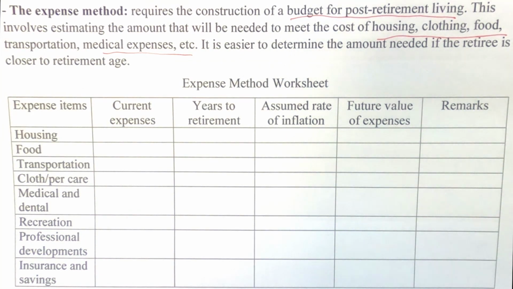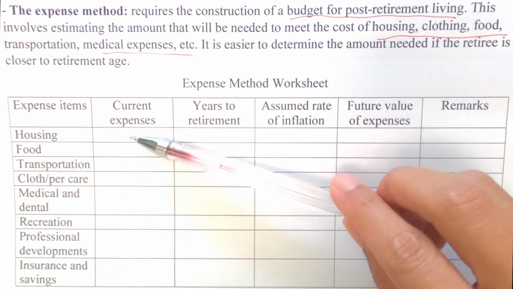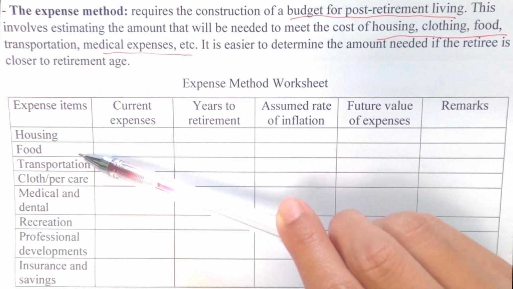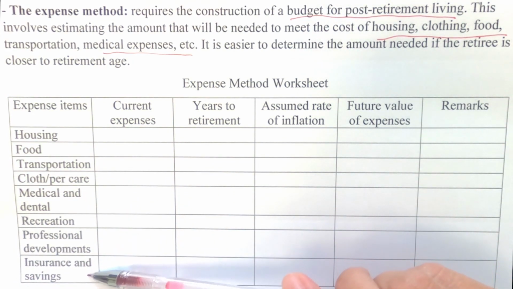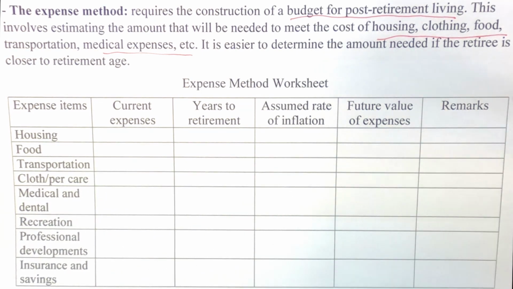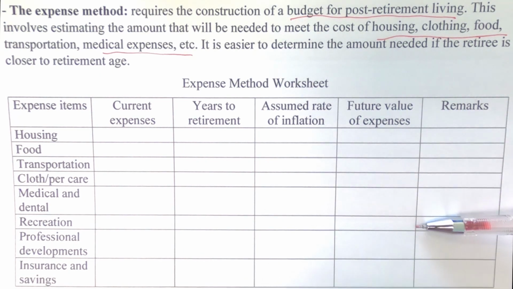In this worksheet, we can see items like housing, food, transportation, clothing, care, medical and recreational, professional development, insurance, savings, and many others that may be suitable for consideration in determining the client's expenses. It should be very detailed, and we also need to assume the rate of inflation and calculate the future value of the expenses, for us to know the specific amount of the first year retirement income by using the expense method.